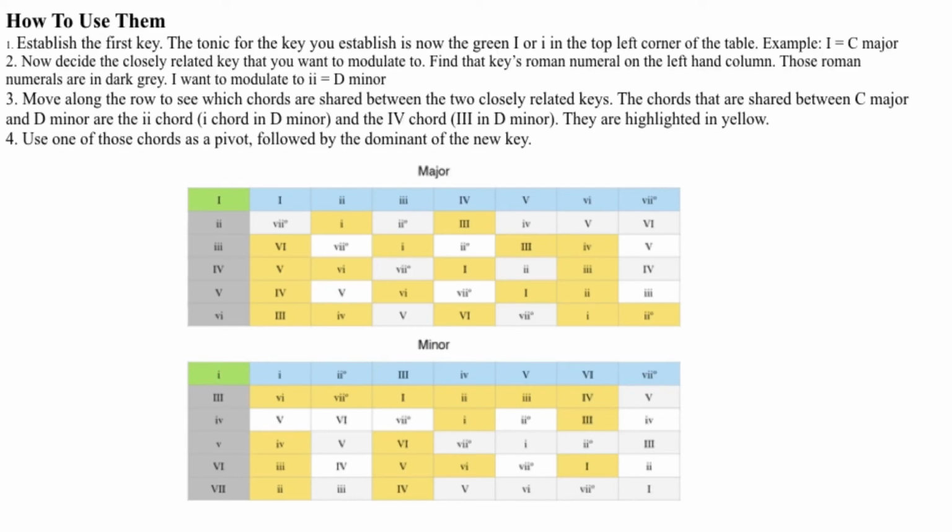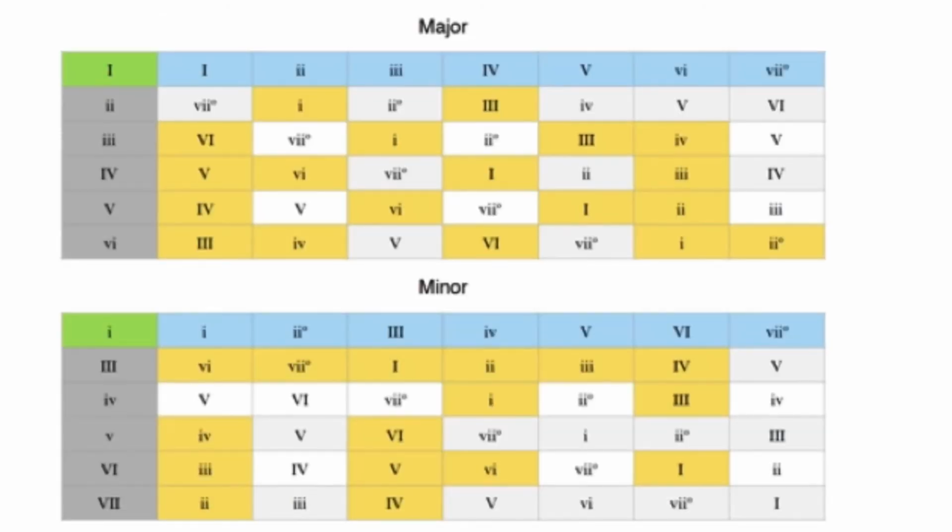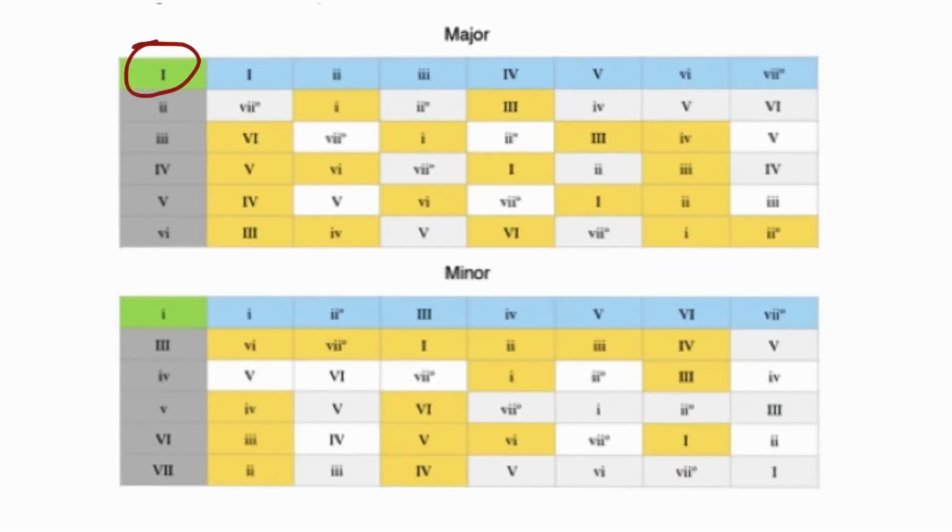I will explain how it works. First of all, you need to establish the first key. The tonic for the key you establish is now in green. Yes, and 1 or a small 1 in the top left corner of the table. For example, C major again. So you choose C major, and that's your green, where you have the number 1 in green. That's your first key, your home key.